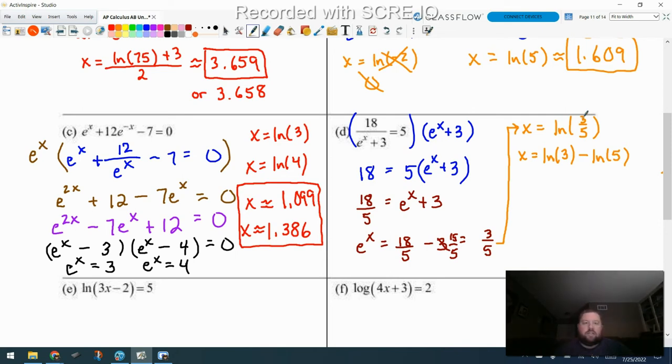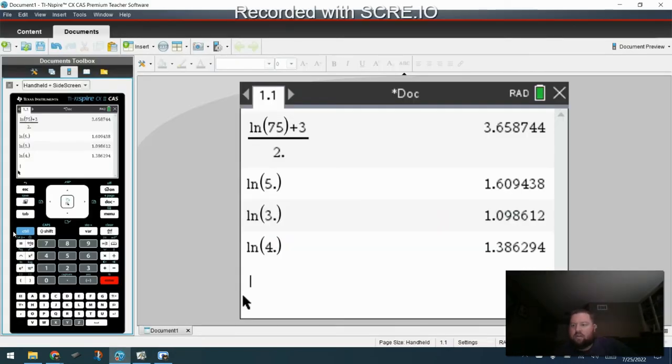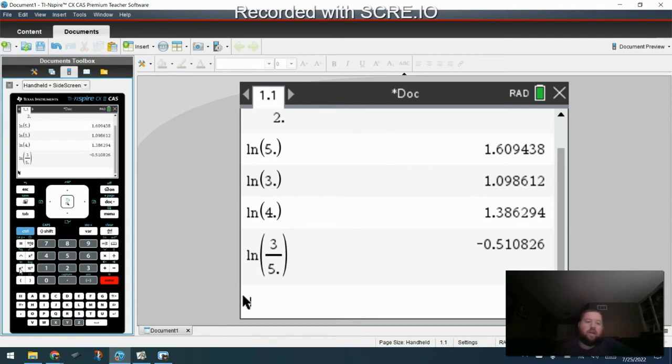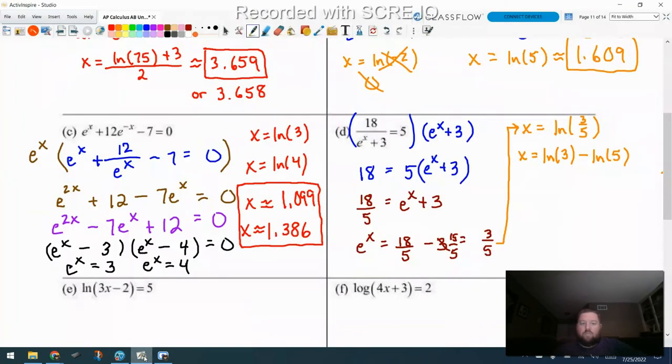If you're just blindly plugging stuff in the calculator and writing down the answer without thinking very much, then you're going to be prone to make mistakes with the calculator, and we want to avoid that as much as possible. All right, so I'm doing my natural log of 3 divided by 5, put my decimal there, and there we go, negative answer, negative 0.511. That 8 will round it up. So x is approximately equal to negative 0.511.